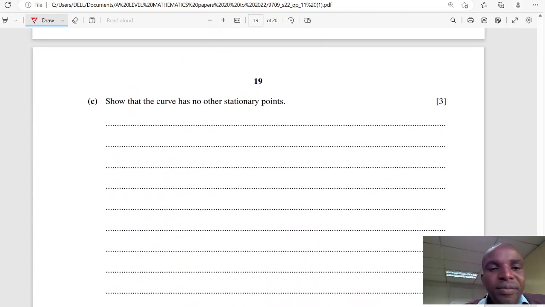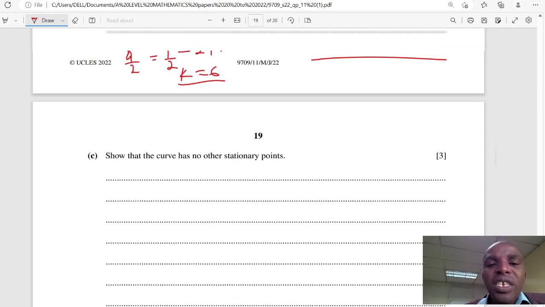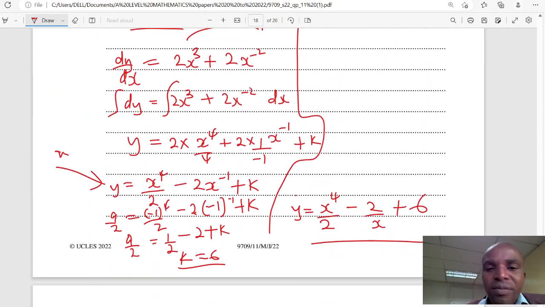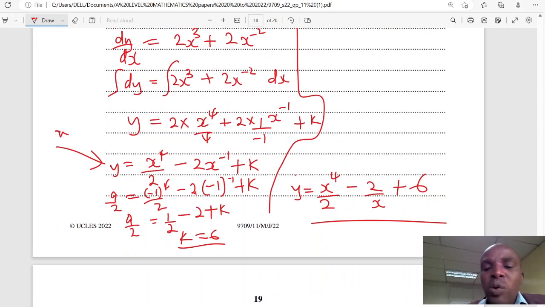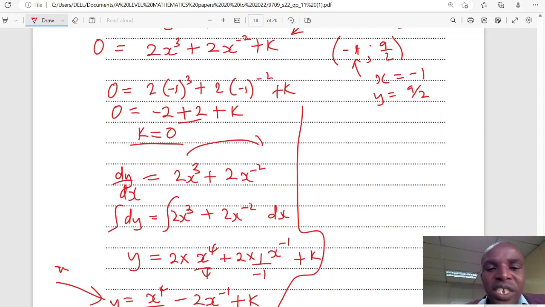Next part, show that the curve has no other stationary point. If there are no other stationary points, what do you do? You just say dy/dx is equal to 0. Then you find the values of x. If you can find only one value, it means there's only one stationary point. If you have more than one, then it means there are many stationary points.